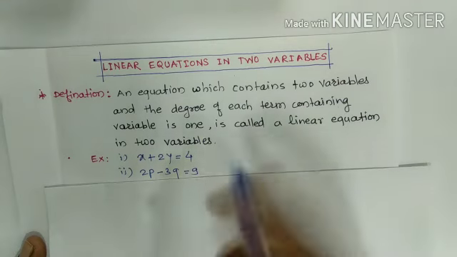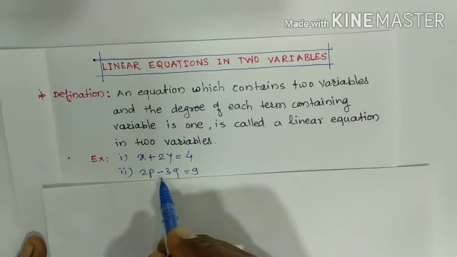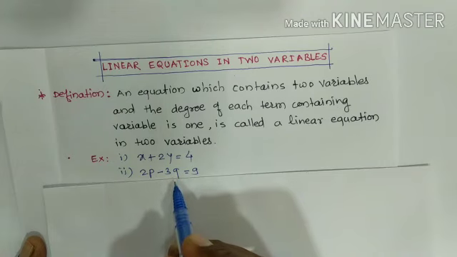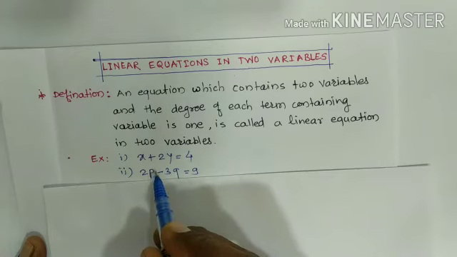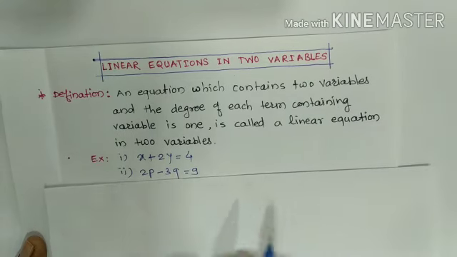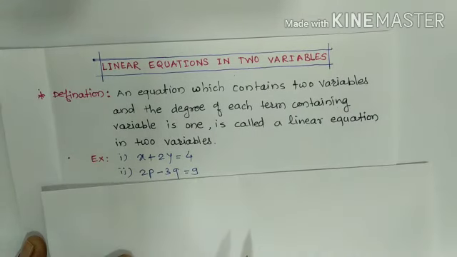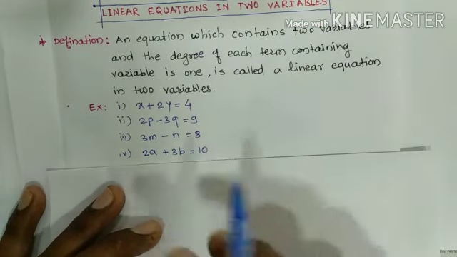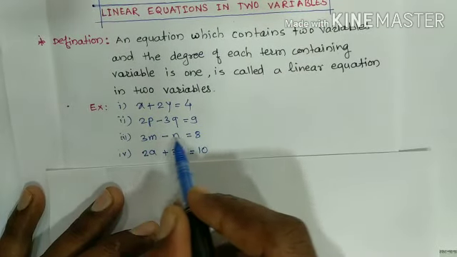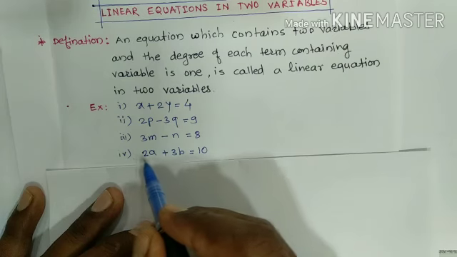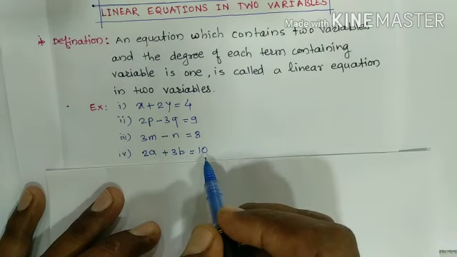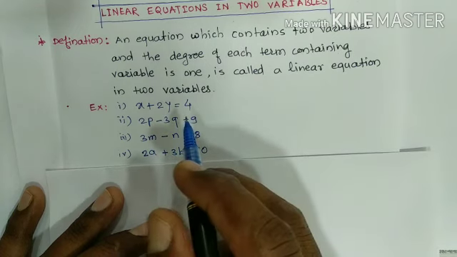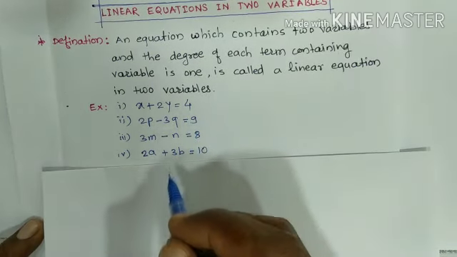Now this is another example, 2p minus 3q equals 9. Here p and q are the two variables, having degree 1 in each term. That's why it is also a linear equation in two variables. Similarly, we can write some other examples: 3m minus n equals 8, then 2a plus 3b equals 10. In this way, we can write so many examples of linear equations in two variables.